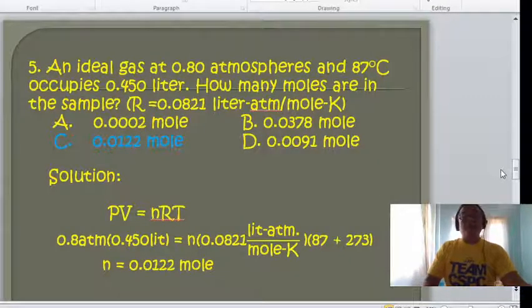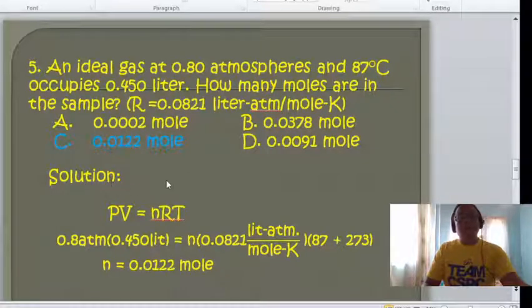An ideal gas at 0.8 atmospheres and 87 degrees C occupies 0.45 liter. How many moles are in the sample? Knowing that R is equal to 0.0821 liter atmosphere per mole Kelvin. The options, class: A is 0.002, B is 0.0378, C is 0.0122 mole, and D is 0.0091. Again, solution, PV equals nRT. With direct substitution, we can easily get the value of n. Substitute 0.8 atmosphere, and then 0.45 liter, 0.0821, and then 87 plus 273. Therefore, n now equals 0.0122 mole.